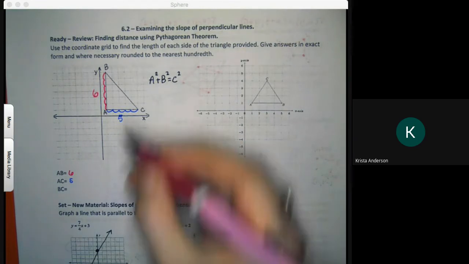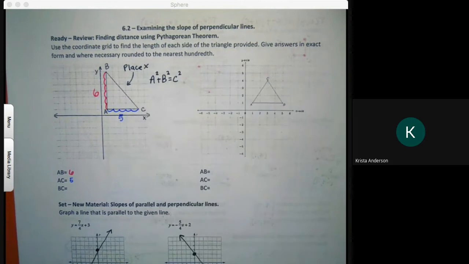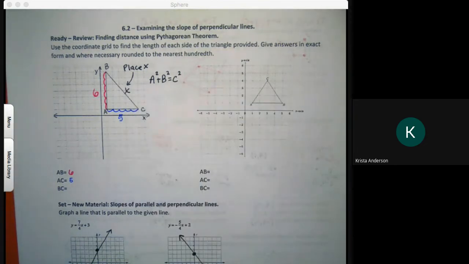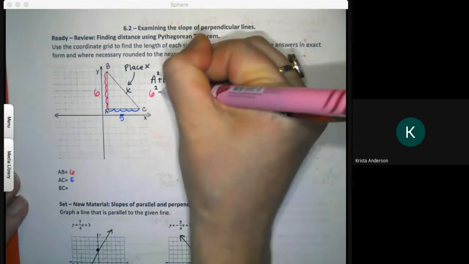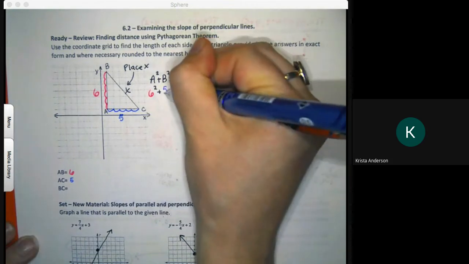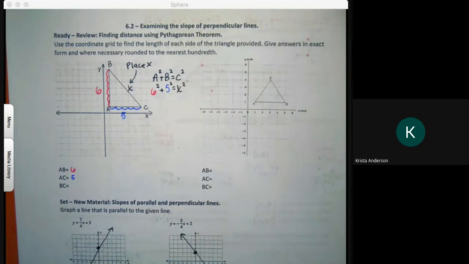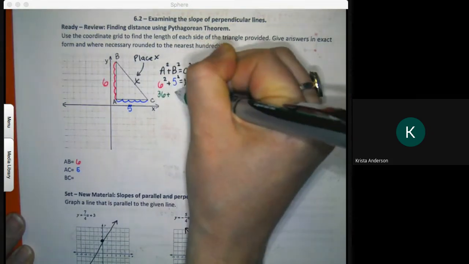I'm going to place an X where the blank side is. So my new formula will be 6 squared plus 5 squared equals X squared. The two legs are what I slide in for A and B. 6 squared is 36. 5 squared is 25.